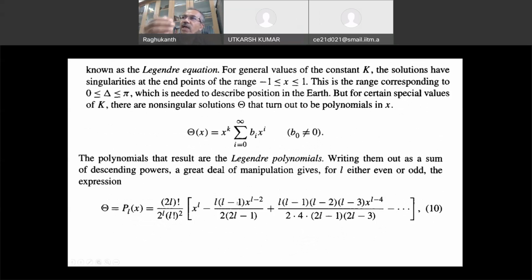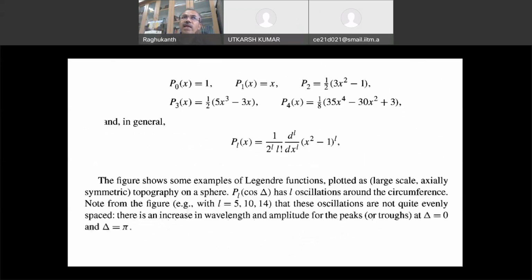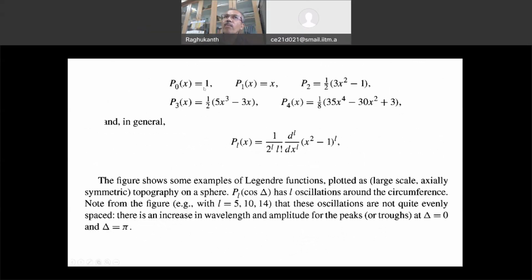And L is the order of the polynomial. It looks like this. If L is 0, it is 1, P1 is x, P2 is (3x square minus 1)/2. Like that, you will have Legendre polynomials. And you can write in this type of format also. Okay. So these are the Legendre functions.